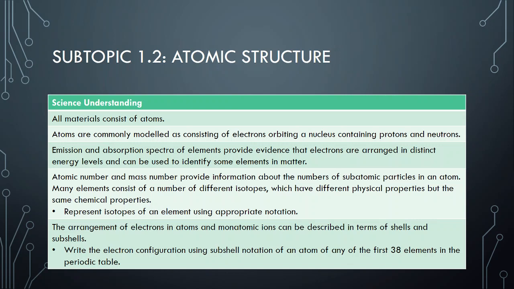Many elements consist of a number of different isotopes. So we'll be talking about isotopes as well, which have different physical properties but the same chemical properties. Interesting, isn't it? And what you need to be able to do after watching this video is to represent isotopes of an element using appropriate notation. All right, let's have a look.